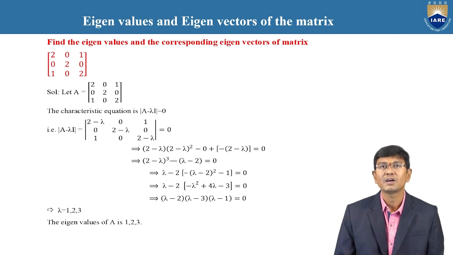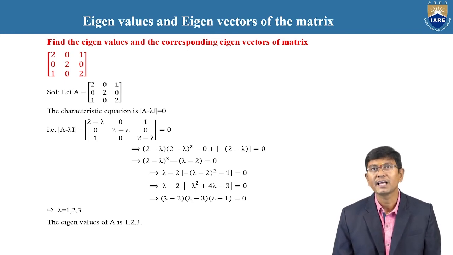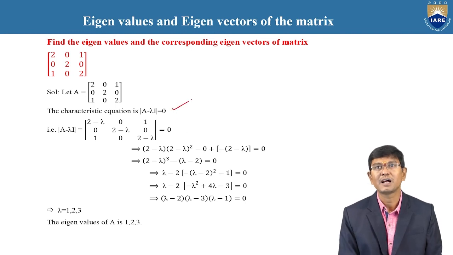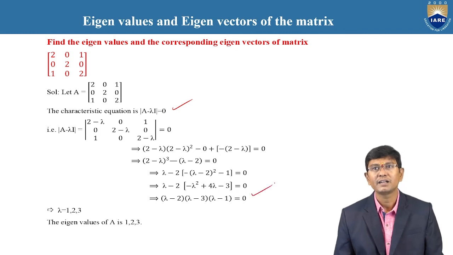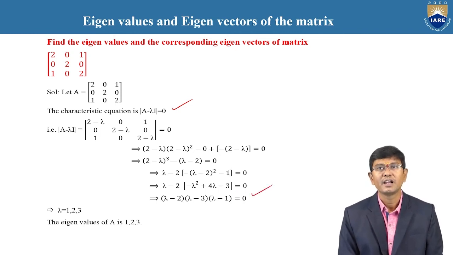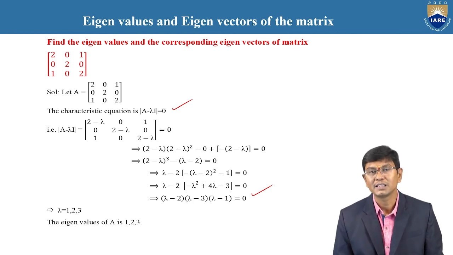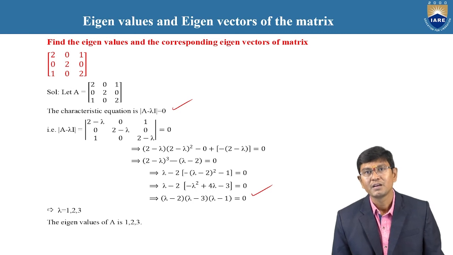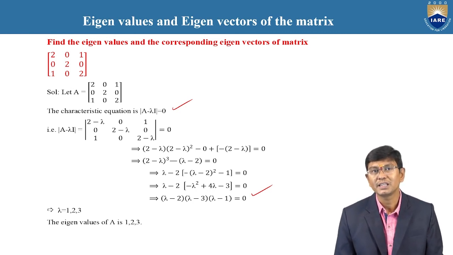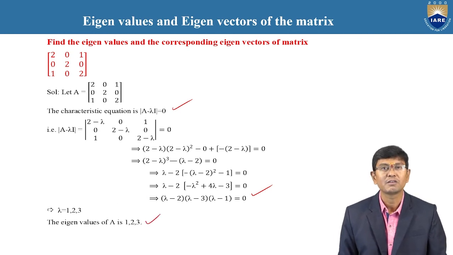And similarly, one other problem, a 3 by 3 matrix: find the eigenvalues and the corresponding eigenvectors of the matrix 2 0 1, 0 2 0, 1 0 2. Here also, we find the characteristic equation, determinant of A minus lambda I is equal to 0. Solving, we get lambda cube minus s1 lambda square plus s2 lambda minus s3 is equal to 0. After solving s1, s2, s3, and then the characteristic equation, we obtain that the eigenvalues are 1, 2, 3.